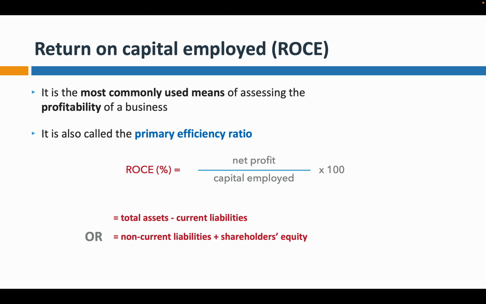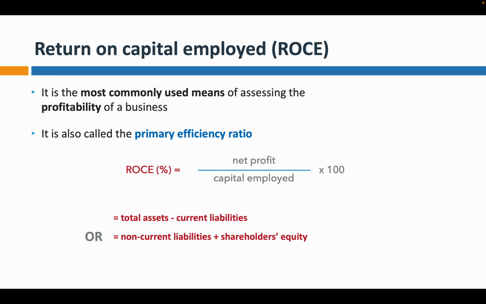And as we remember from the final accounts unit, capital employed can be calculated in two ways, either as total assets minus current liabilities, or non-current liabilities plus shareholders' equity. Non-current liabilities are the long-term liabilities, the long-term loan, and shareholders' equity is all the capital that the shareholders have invested in the business. So it's going to be the shareholders' capital plus the retained profit. So in general, capital employed is the capital employed in the business in the long term.